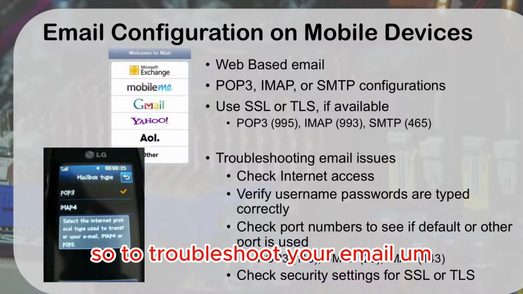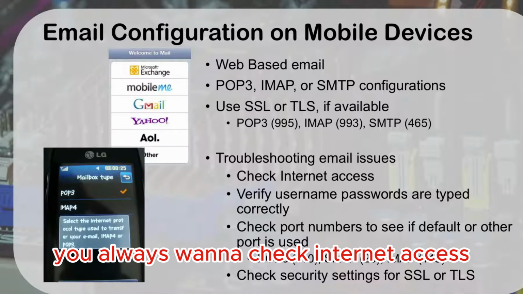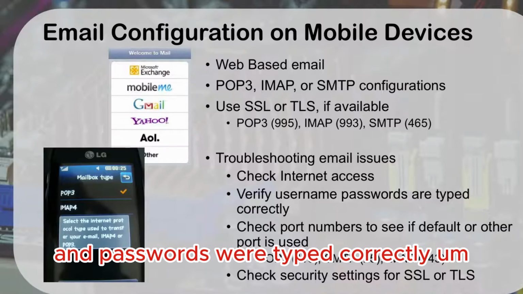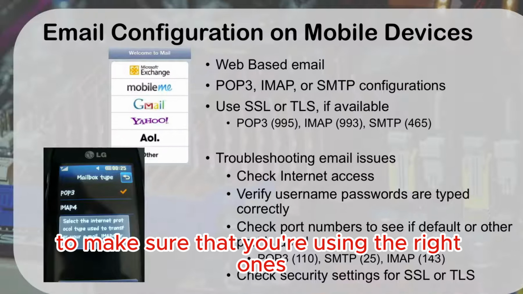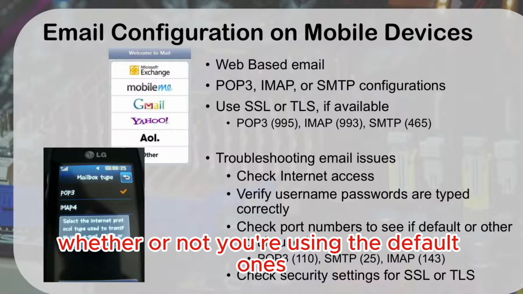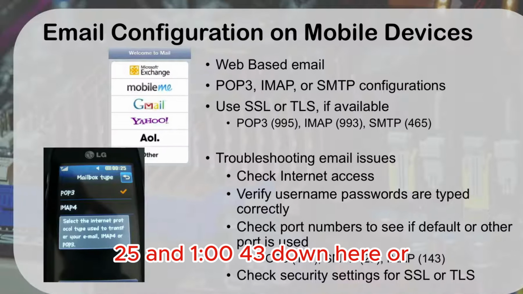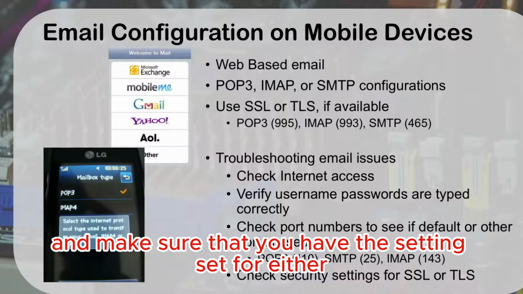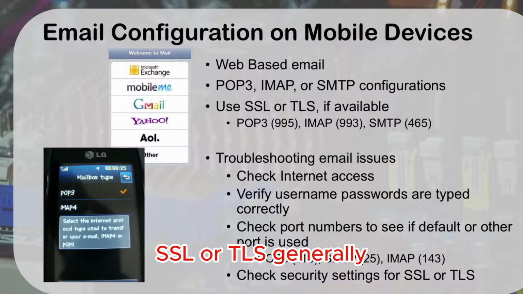So to troubleshoot your email, you always want to check internet access. If you don't have internet access, you're not going to have email access. Make sure your usernames and passwords were typed correctly. Check your port numbers to make sure that you're using the right ones, whether or not you're using the default ones we said, 110, 25, and 143 down here, or we're using the secure ones that we have listed up top. And then check and make sure that you have the settings set for either SSL or TLS.